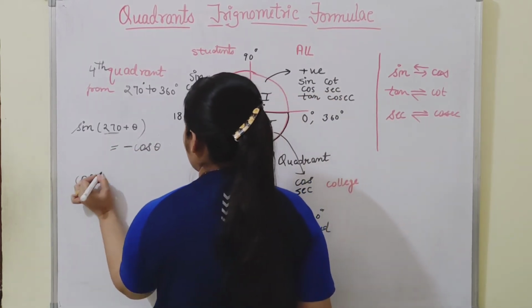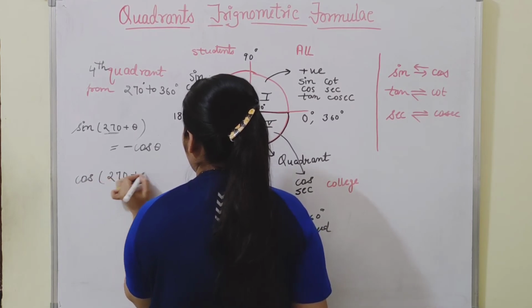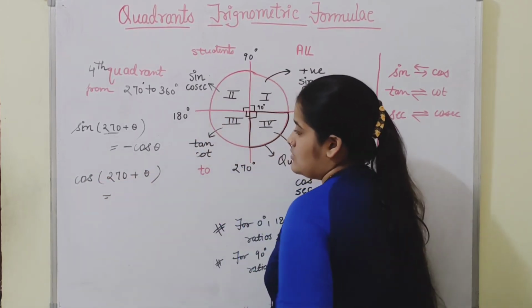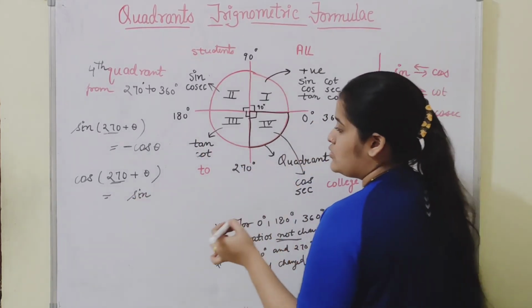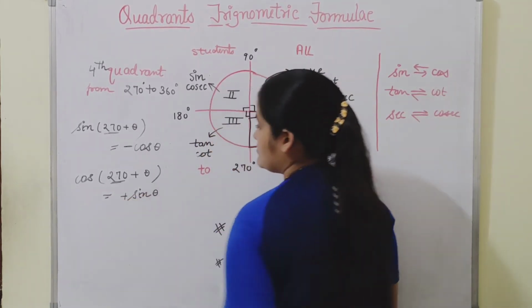Then cos 270 plus theta. 270 is being there, cos changed into sine. Cos has a positive value in the fourth quadrant, so plus sine theta.